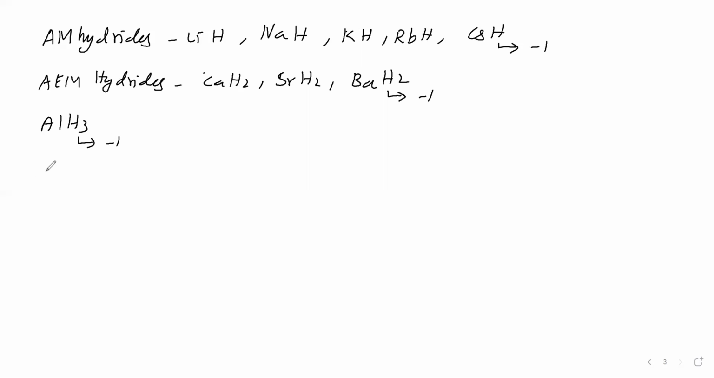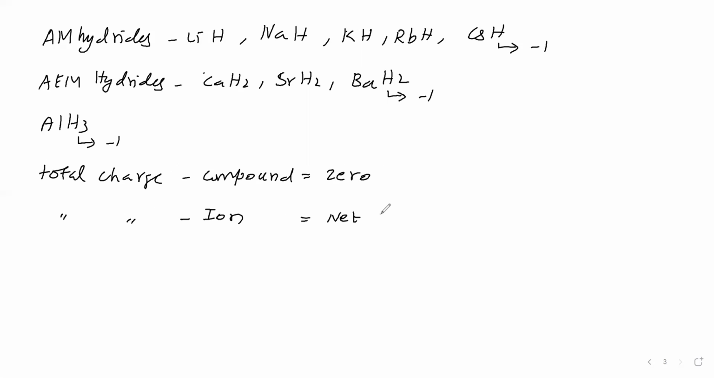Now, the total charge of the species, the total charge of the compound is always 0. The total charge of an ion is always equal to its net charge. Suppose the total charge of a compound is 0. For that we will take one example. Suppose potassium dichromate. Total charge is 0. Net charge is 0 for this.